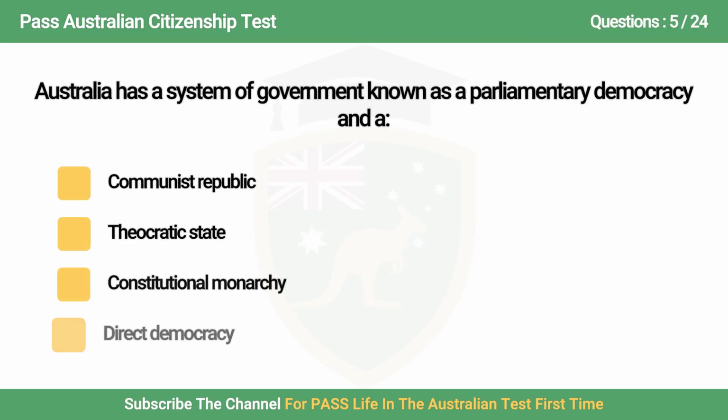Question 5. Australia has a system of government known as a parliamentary democracy and what? A. Communist republic. B. Theocratic state. C. Constitutional monarchy. D. Direct democracy.